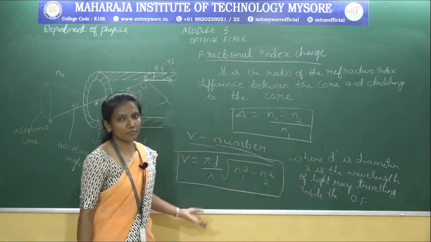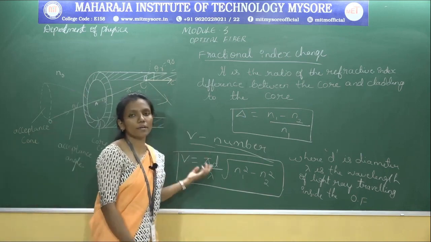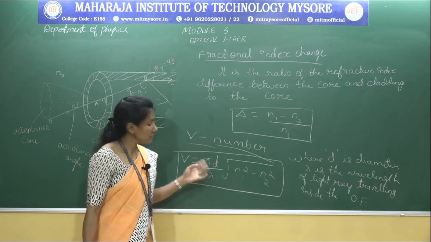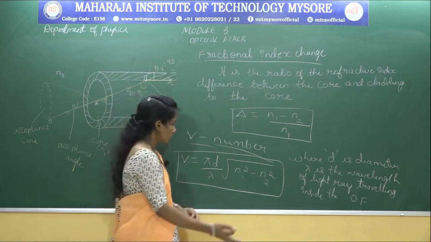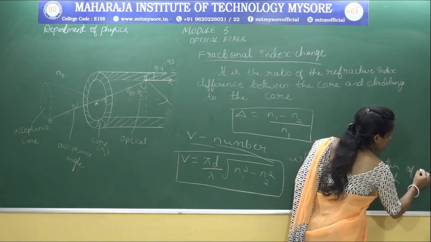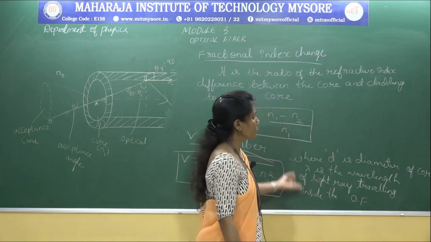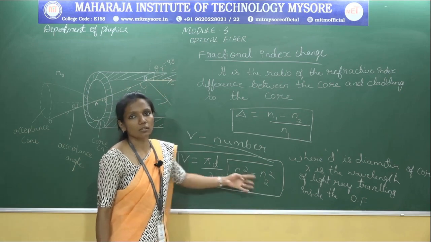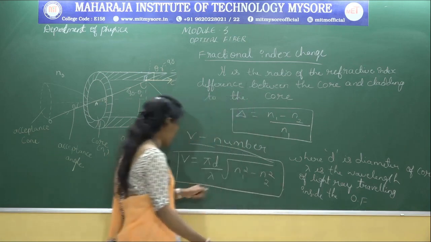The number of modes is represented by n. The number of modes propagated inside the optical fiber is measured by the parameter V number. Number of modes is nothing but the number of rays. Here d is the diameter of the core, because it depends mainly upon the diameter of the core, lambda is the wavelength of the light propagating inside, and n1 and n2 are the refractive indices of the core and cladding.